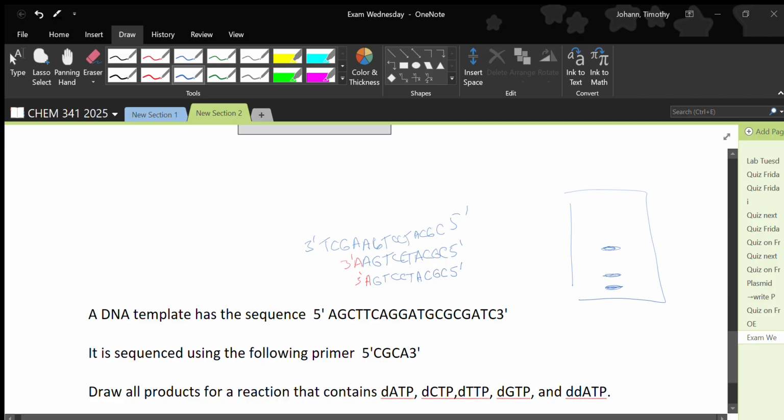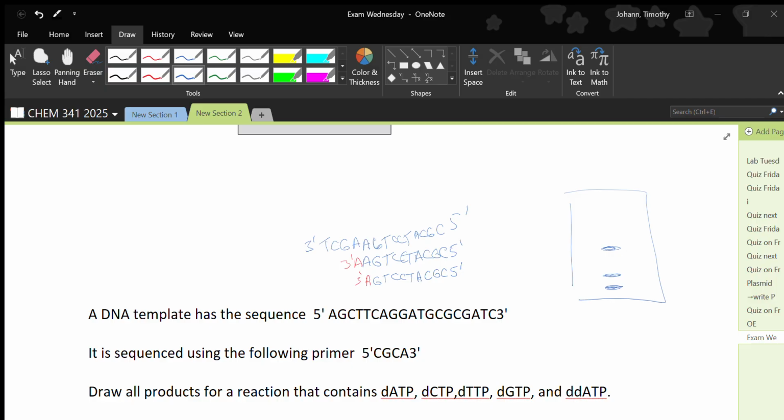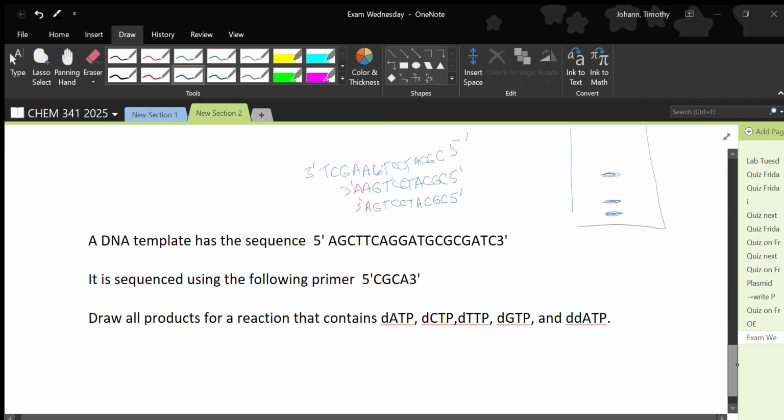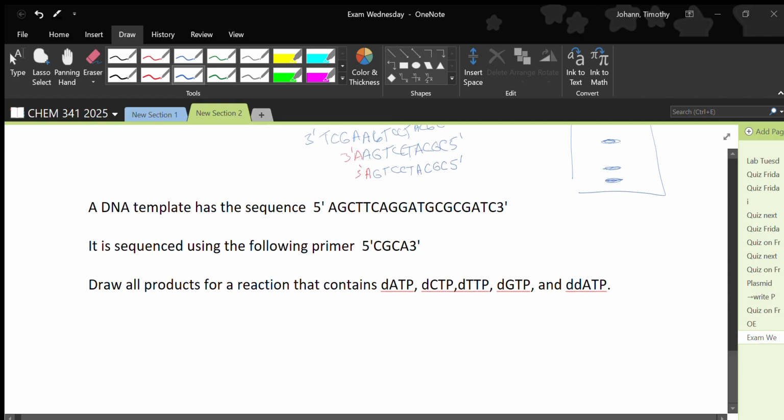These gels aren't really linear. You've seen this before, in the gels that we ran. They get more compressed as you go up. It's a logarithmic scale. Okay, questions?